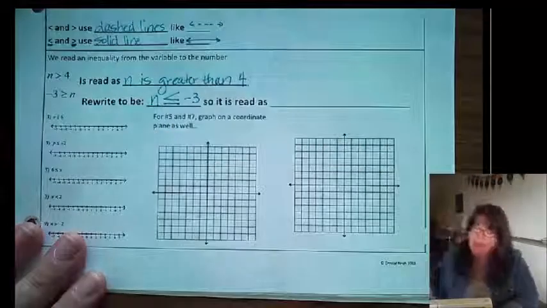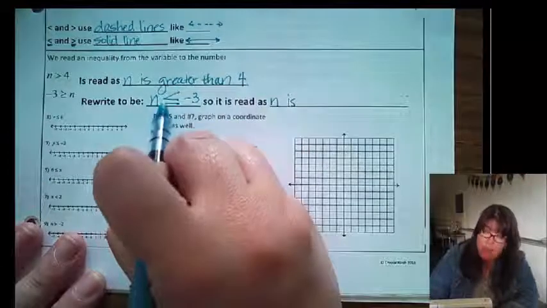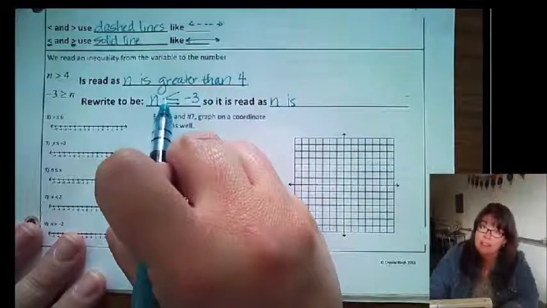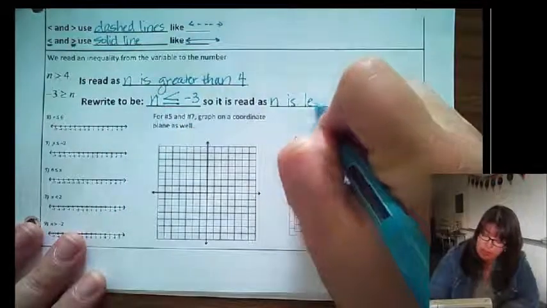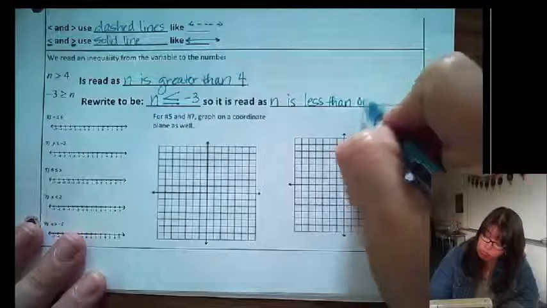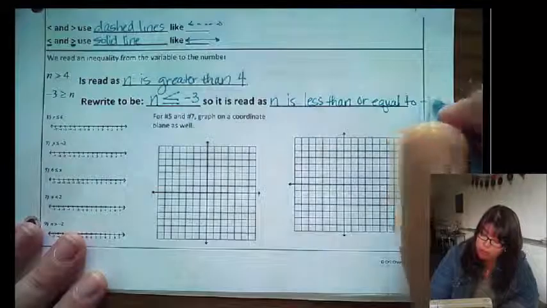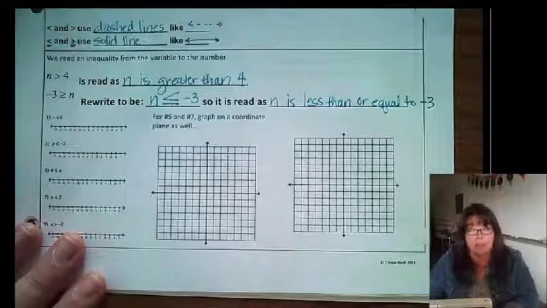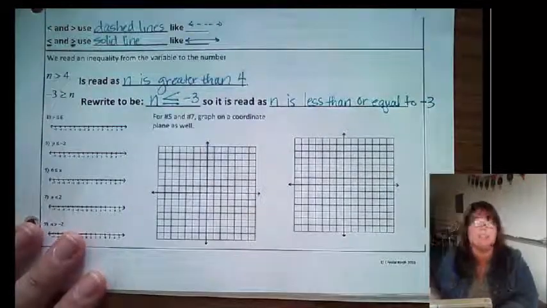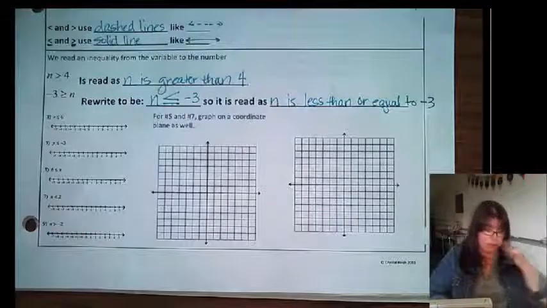So this is read as n is, little side comes first, little on the left is less than. So n is less than or equal to, because it has the little line underneath, less than or equal to -3. And that's how we would read that from left to right, just like you would read in a book. Okay? So let's take a look at a few examples.